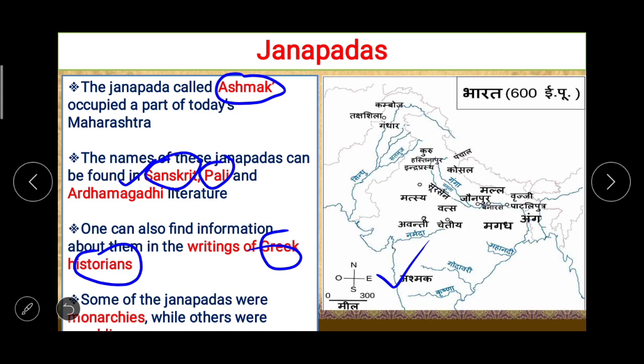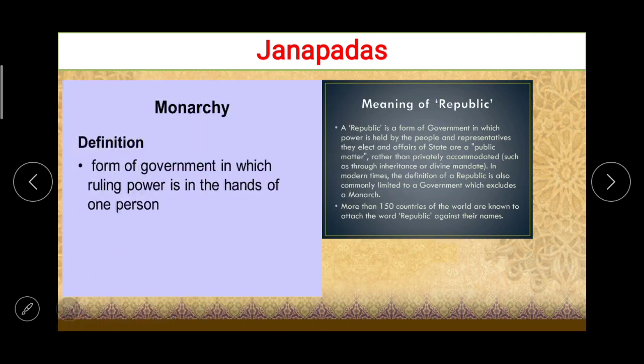Some of the Janapadas were monarchies while others were republics. Now here is the difference between monarchies and republics. If we talk about monarchy, it is the form of government in which ruling power is in the hands of one person, and that one person may be a king. There was only one king and all the power was in his hands. That is called monarchy.